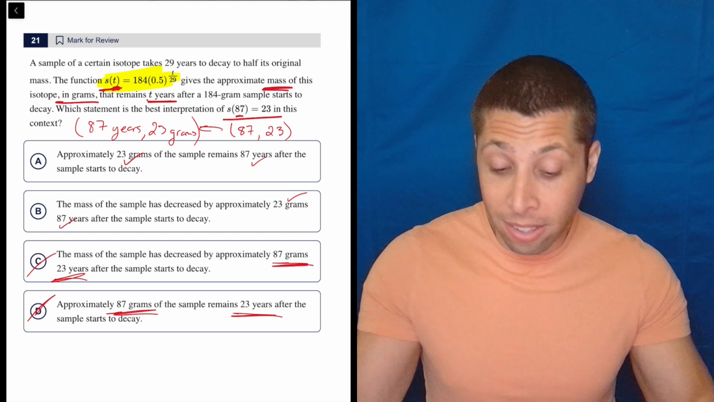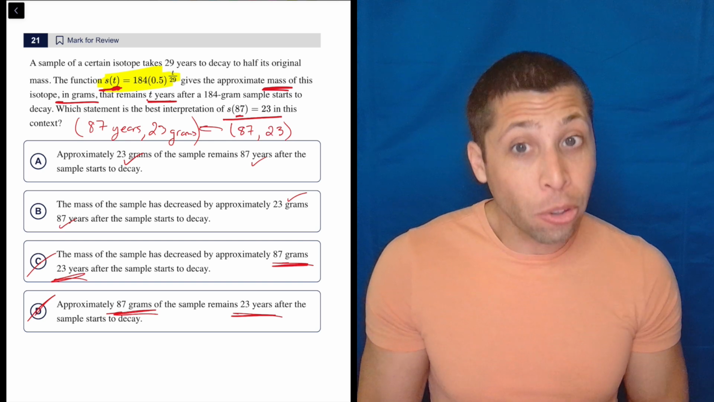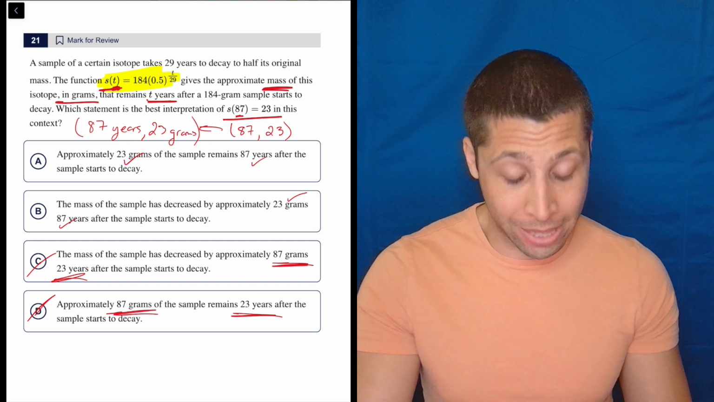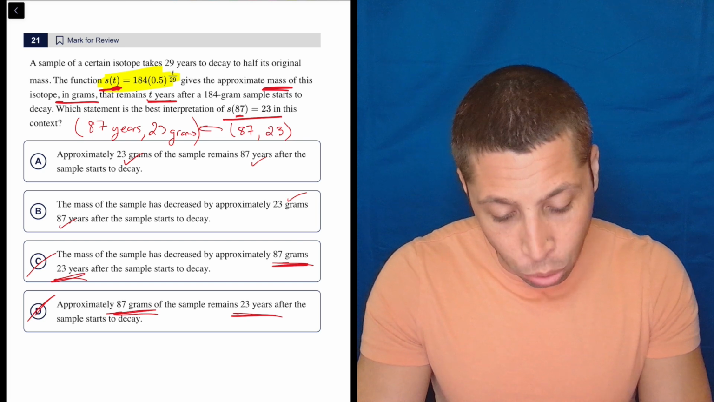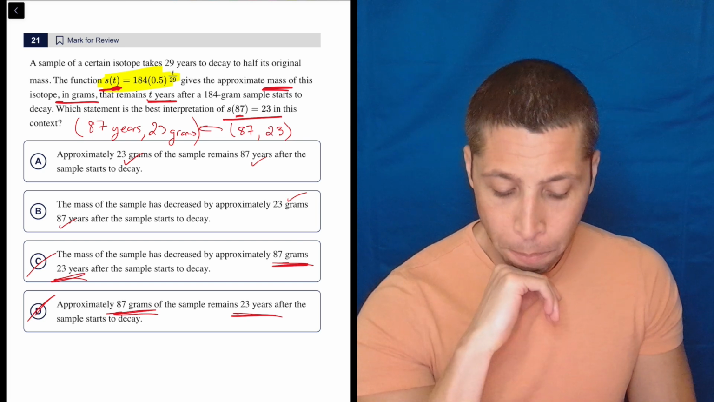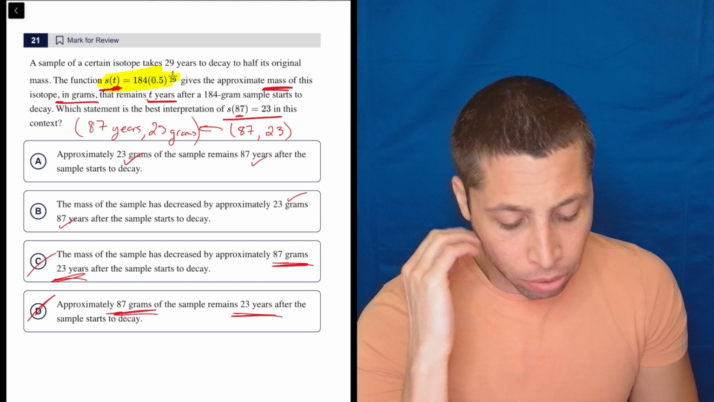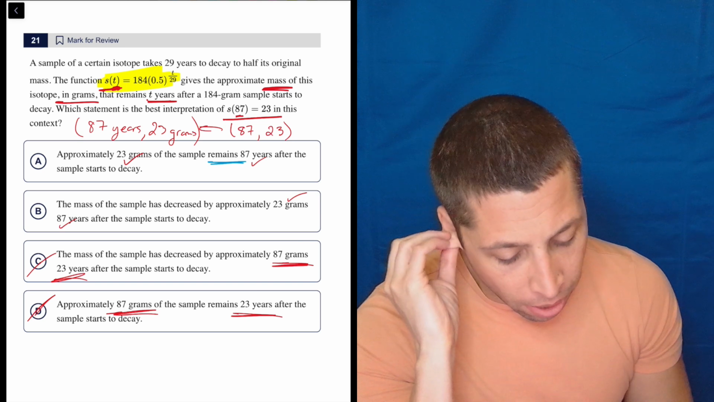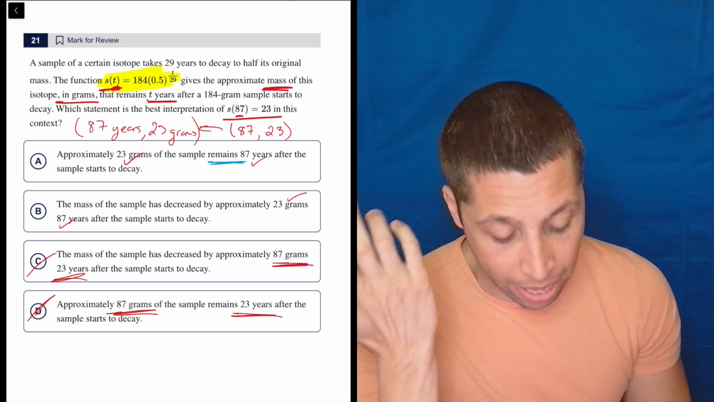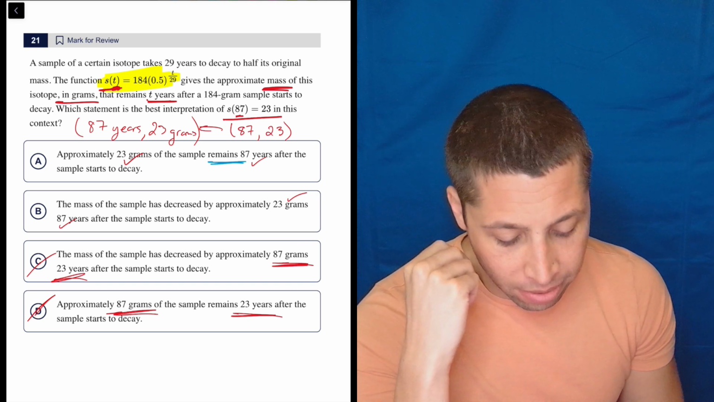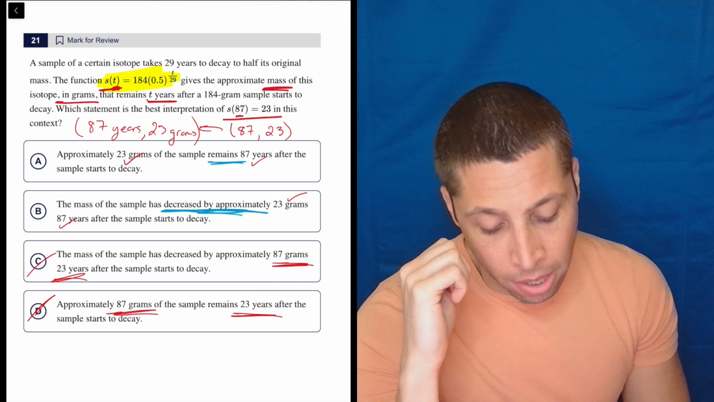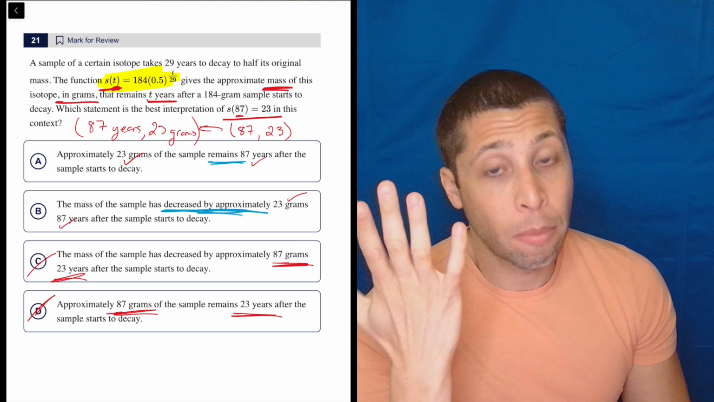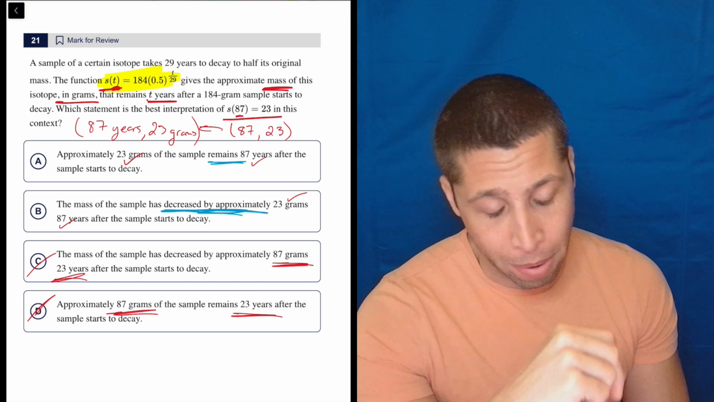This is good, right? This is supposed to be a really hard question. So if you've doubled your odds of getting it right, that's improvement. That's great. Now we can try to think about the differences between these choices. So let's look a little closer. In A, approximately 23 grams of the sample remains 87 years after the sample starts to decay. B, the mass of the sample has decreased by approximately 23 grams. So basically the 87 part is the same. Either way, 87 years have passed.